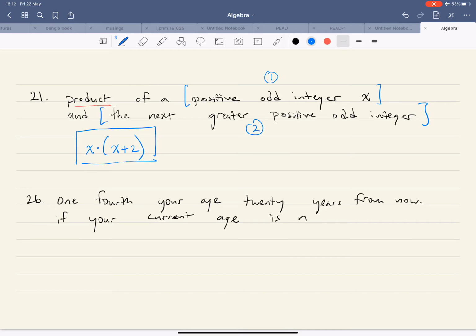So again, this is a bit of a subphrase, right? Your age 20 years from now. That's going to be n is my current age, and 20 years from now I'm going to be 20 years older. And then I want to take 1/4 of that entire quantity, right? So that's going to be 1/4 n plus 20, or 1/4 times the quantity n plus 20. And that's my answer.